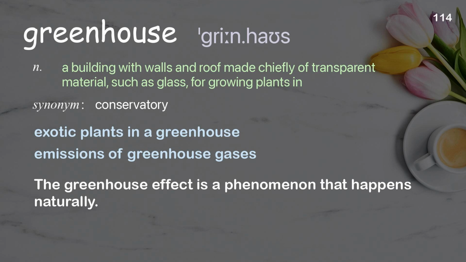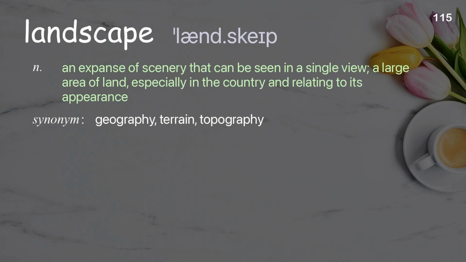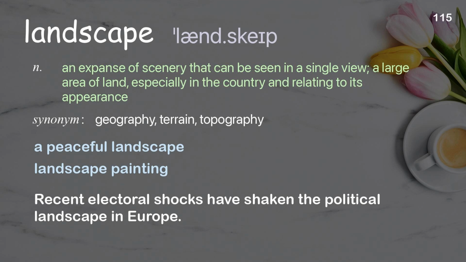Landscape: an expanse of scenery that can be seen in a single view, a large area of land, especially in the country and relating to its appearance. Examples: a peaceful landscape. Landscape painting. Recent electoral shocks have shaken the political landscape in Europe.